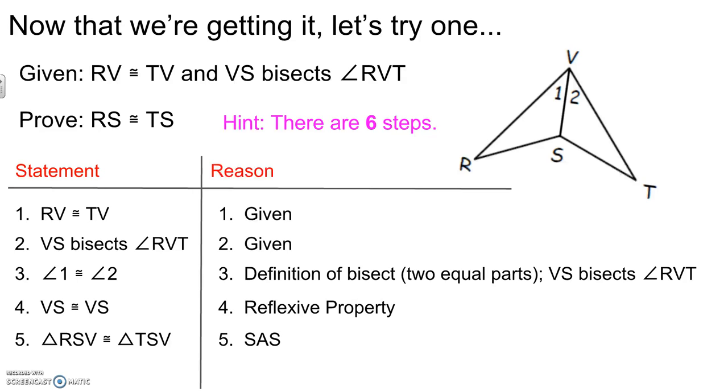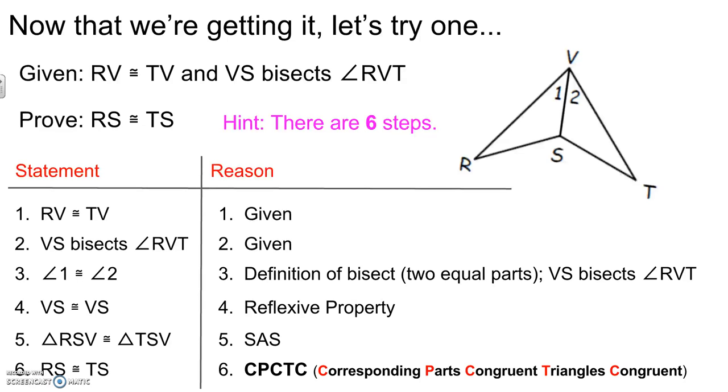But the question was asking us to prove that RS is congruent to TS, right? So I have RS here and TS here. Recall from our lesson with Rodin's Thinker, one of those theorems that helps us. Once we know that two triangles are congruent to each other, that told us that everything in those triangles is also congruent. So RS is congruent to TS, and if you recall, that is CPCTC. Corresponding parts of congruent triangles are congruent.